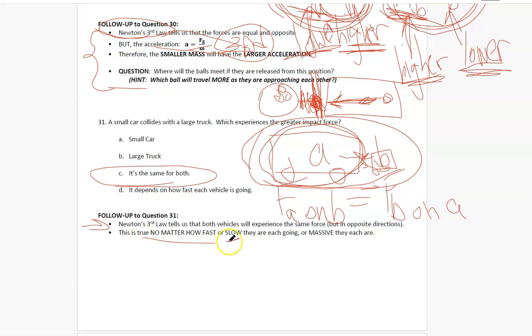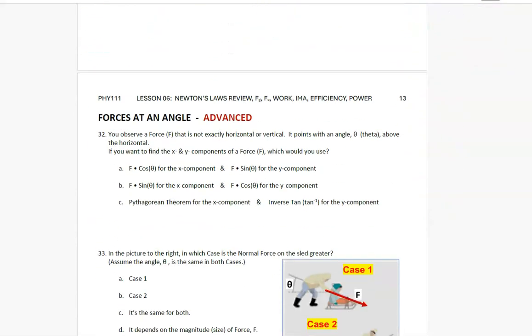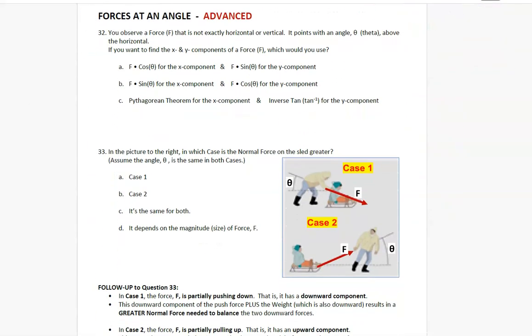So no matter how fast or slow they hit each other, no matter how massive one object is relative to the other, they are always going to collide with the same force on each other, period. That is Newton's third law. All right, and you can stop here if you want. We're going to do two more that are advanced. You're not required to know these.